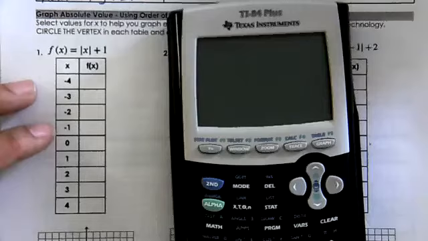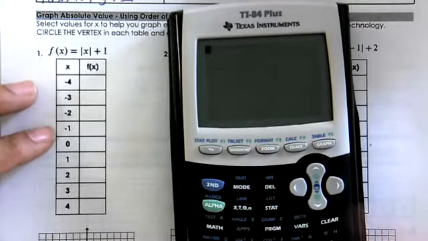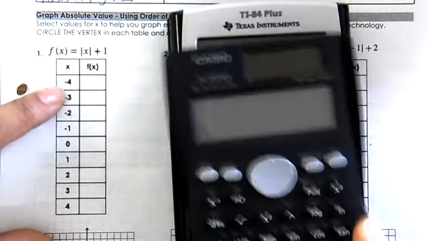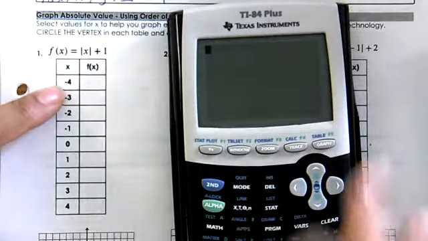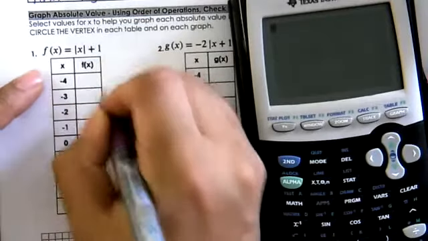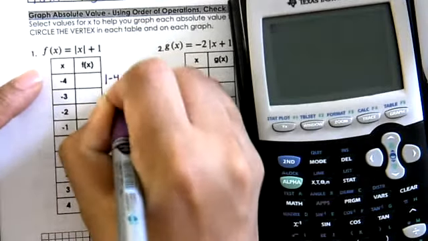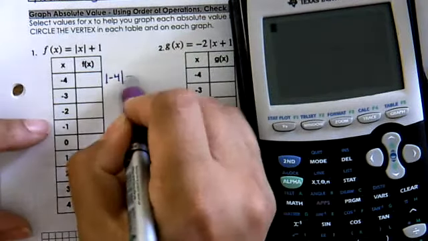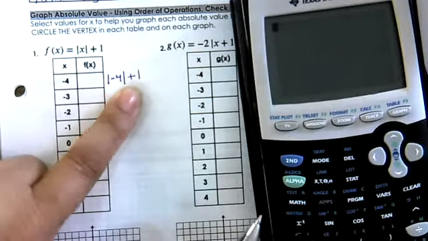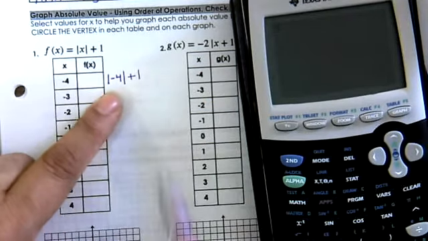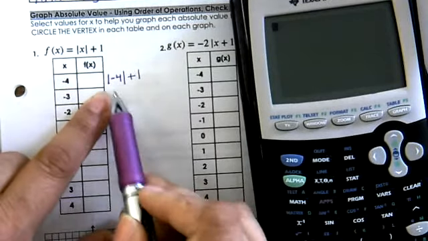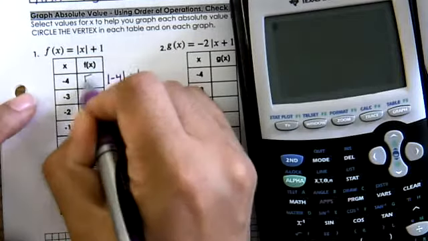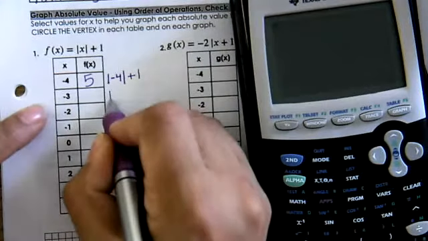So we have our graph, and you can use a graphing calculator or even one of these scientific calculators just to help you do some of the arithmetic so you don't have to do it all in your head. And so we would write down this just to have some work here. You're plugging in -4 inside of the bars because that's what x is, and then you're adding 1. Okay, so either use your calculator at this point or just do the arithmetic in your head. +4 is what I would get when I have those -4 in the bars. So +4 plus 1 would be a 5.